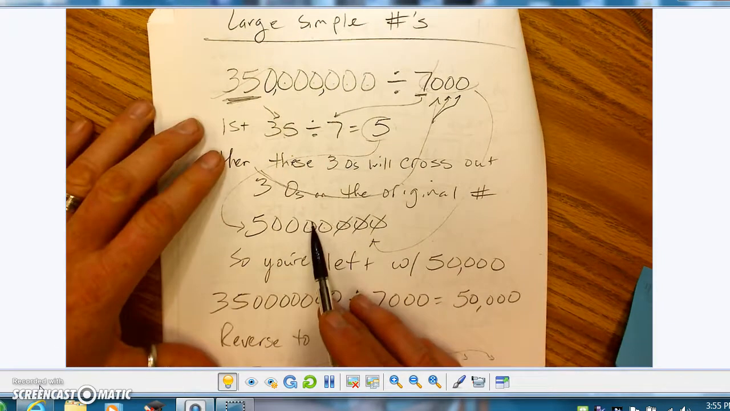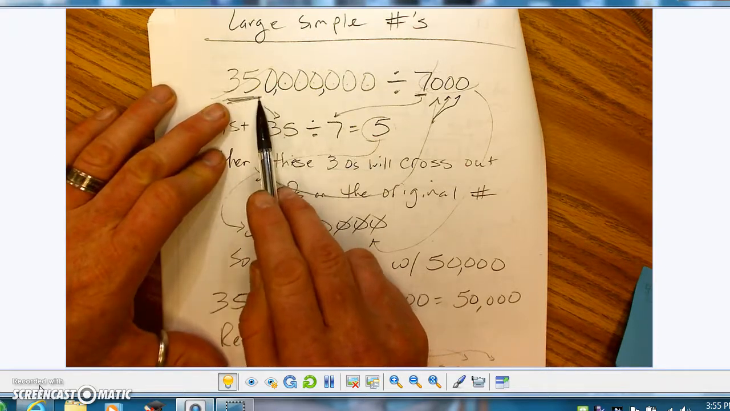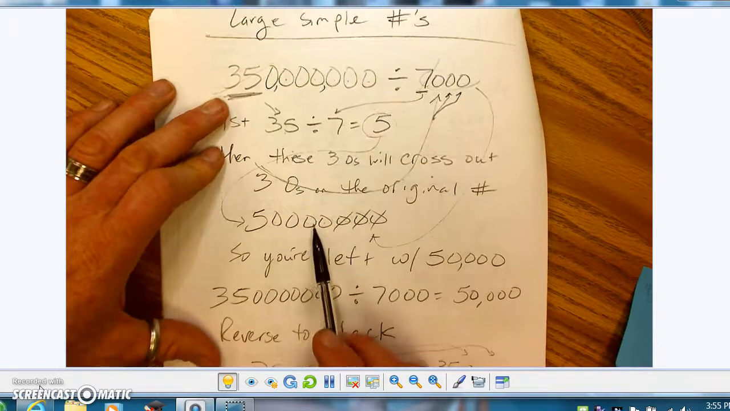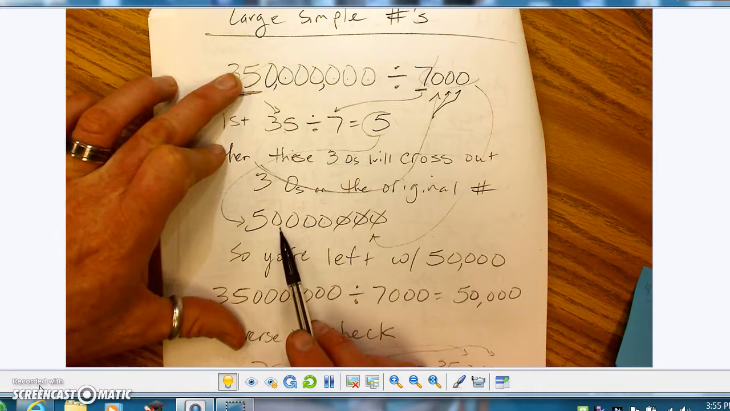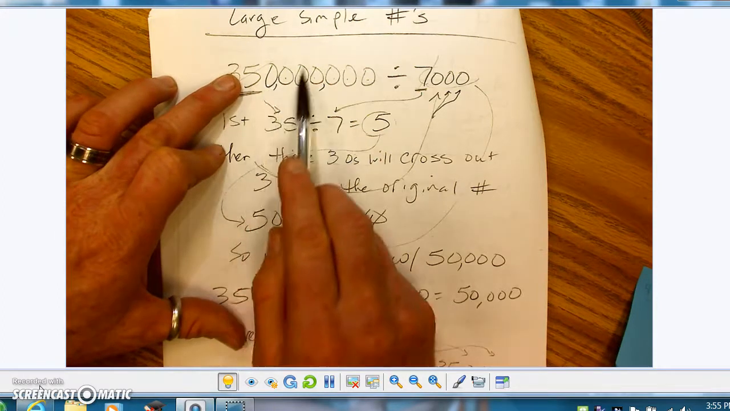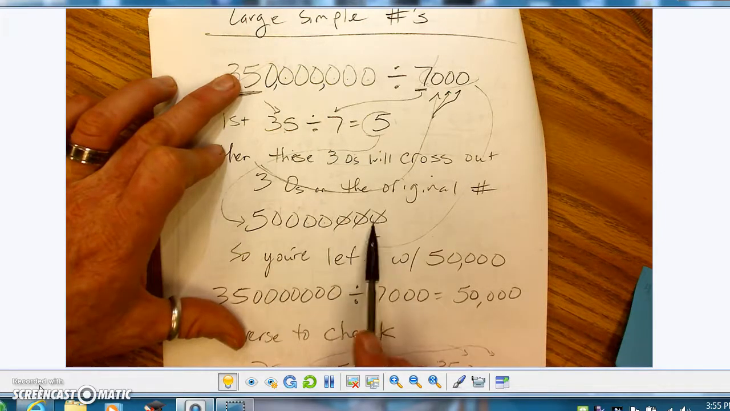So let's go back to this big number, 350 million divided by 7,000. I put 5 and then count the zeros: 1, 2, 3, 4, 5, 6, 7. I have my original 7, and 7 zeros there, right?